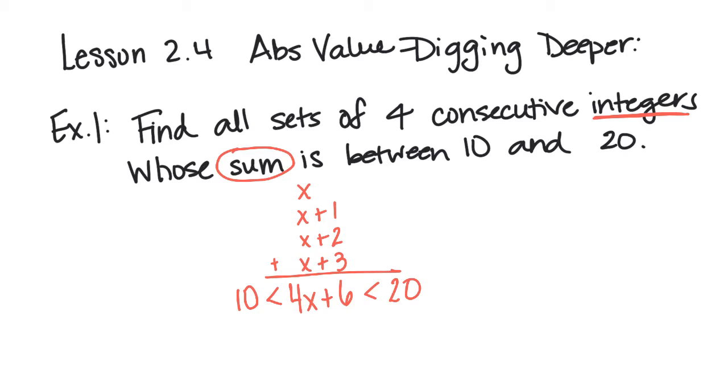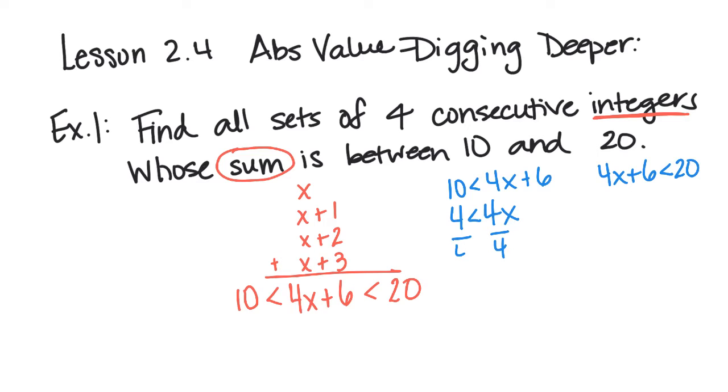So remember, we have to solve these separately. So I'm going to set up one over here and set up the other one right next to it and solve. Subtract 6, divide by 4. So x is greater than 1. Subtract 6, divide by 4. So x is less than 7 halves.